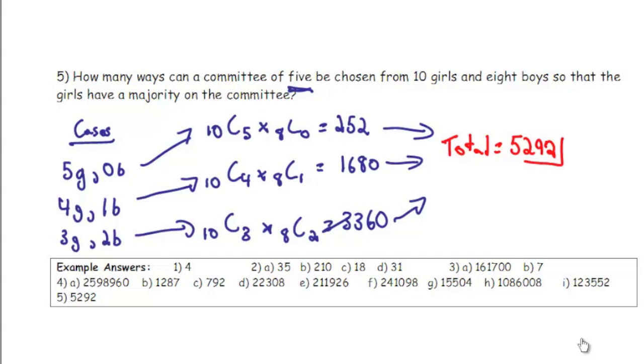So the total, add all these up, and we get the total is equal to, as you can probably see at the bottom of the page, 5,292. Oh, not 99. 92. Okay, so, my friends, that is the beginnings of combinations.